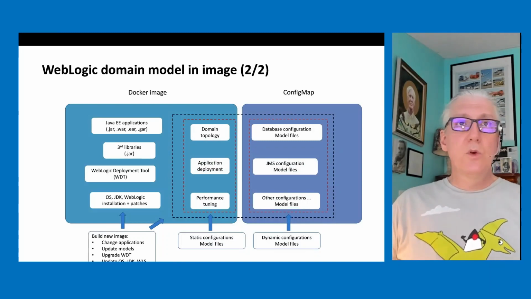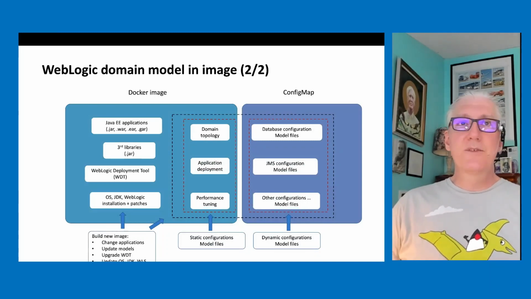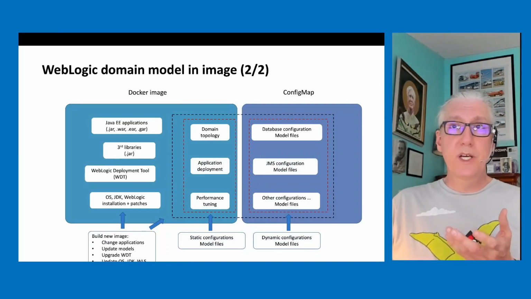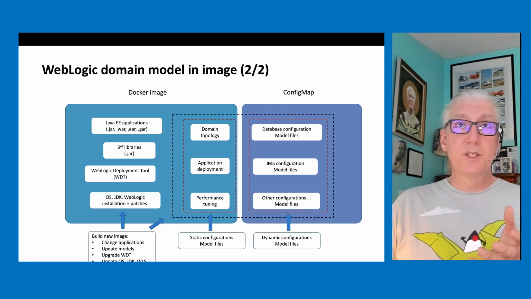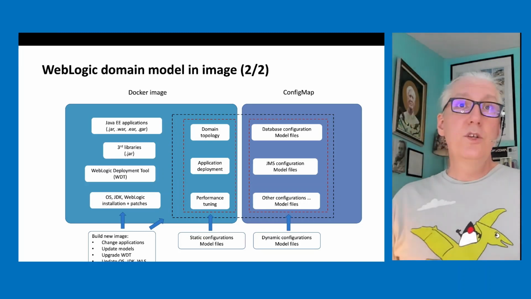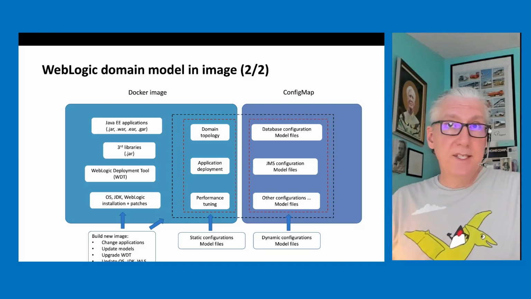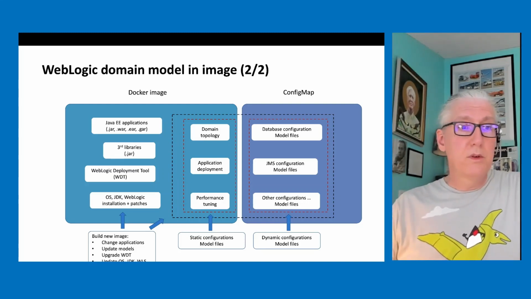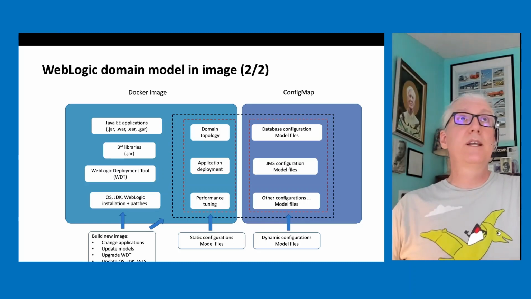Here's another view on it. This is our final design for the Docker image. So we build the artifacts such as Java EE applications and third-party libraries into the Docker image. But for the models, we build the static model files to another Docker image and leave the dynamic model files as external configurations. So a new image is needed if there are changes in the applications, model, tools, or OS, but not a new image if there's just changes to the configuration.